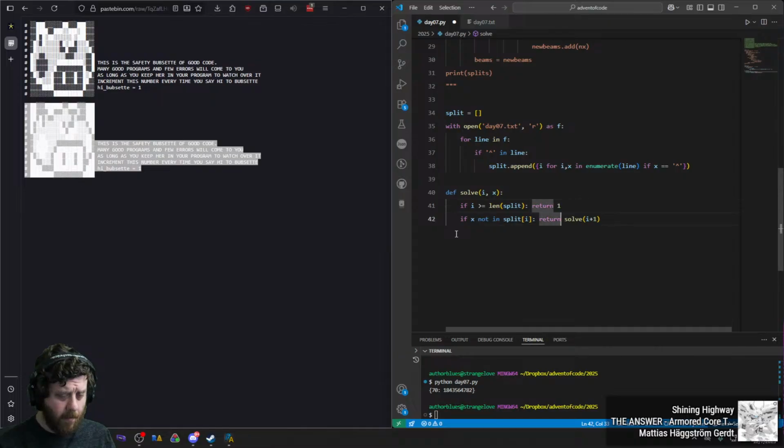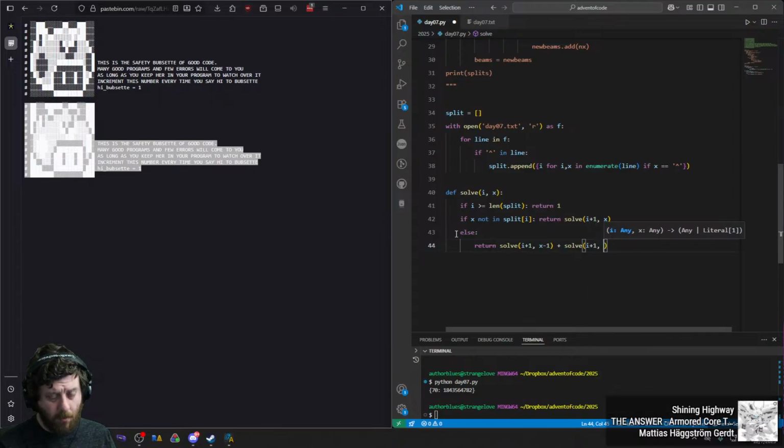Okay, if you make it to the bottom, there's one solution that gets there. Otherwise, return solve I plus 1. So going on to the next one. If this is not where a splitter is, then we keep that same location. Otherwise, this is the location of a splitter, and I'm going to return solve I plus 1 of x minus 1 plus solve I plus 1 x plus 1. And I definitely need to memorize this.